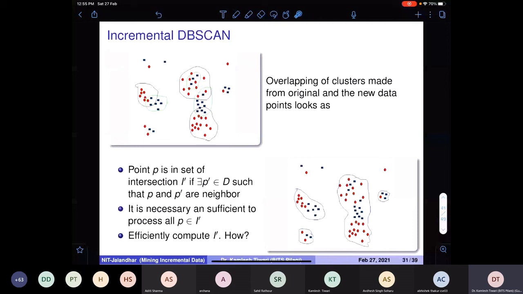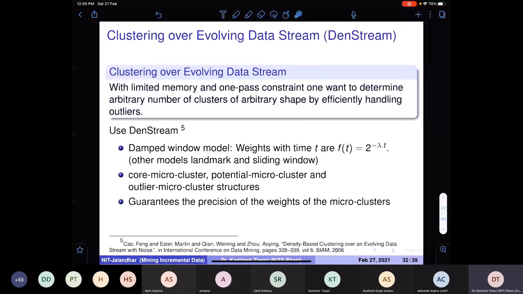After covering this, we are going to the last part of our discussion, where we are going to talk about DenStream. Here we want to talk about clustering over an evolving data stream, meaning a lot of data is coming to you and you want to do some kind of clustering.